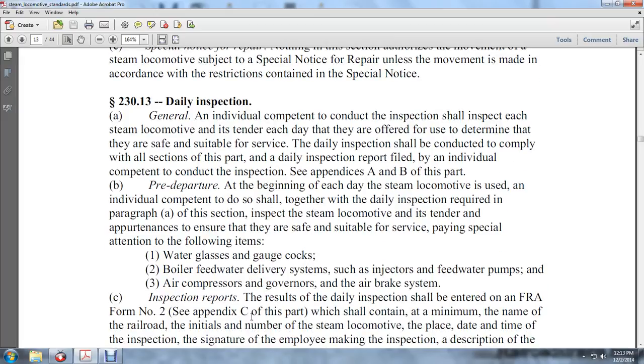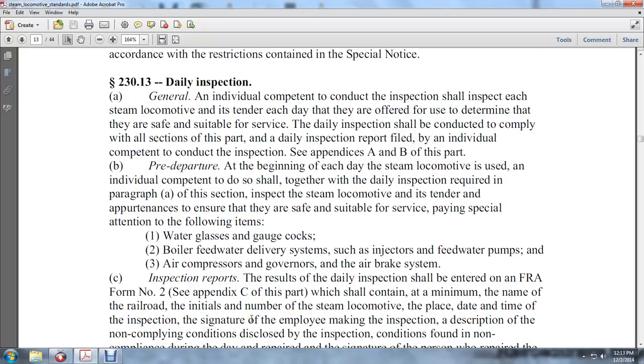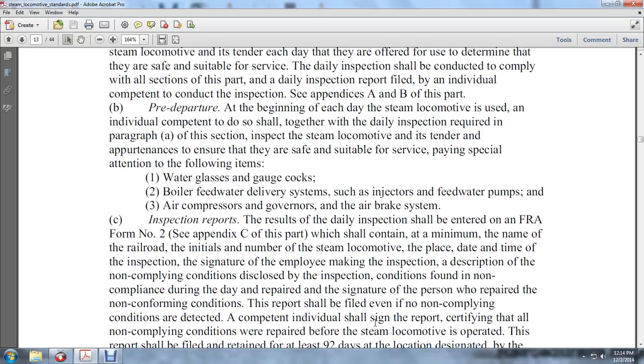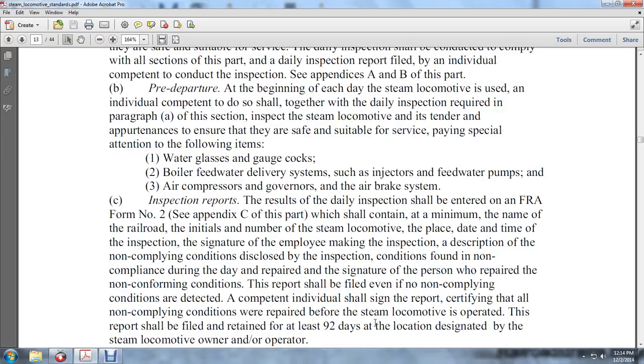Inspection reports. The results of the daily inspection shall be entered in the FRA form in Appendix C of this part, which shall contain at minimum the name of the railroad, initials and number of the steam locomotive, place, date and time of inspection, signature of the employee making the inspection, description of the non-compliant conditions found in the inspection, repairs of non-compliant conditions made on the date of the inspection, and signature of the person repairing non-conforming conditions. The report shall be completed even if no non-compliant conditions are detected.